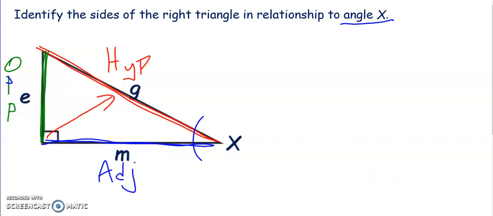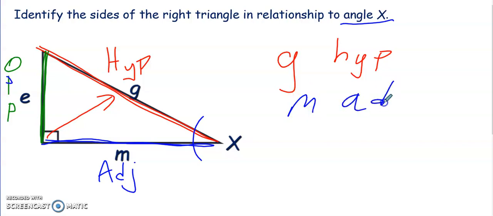So we can see that G is the hypotenuse, M is the adjacent side, and E is the opposite side. All right, nice and easy.